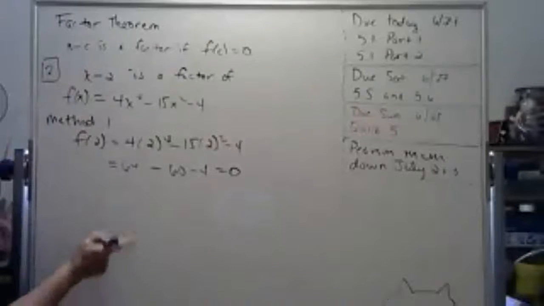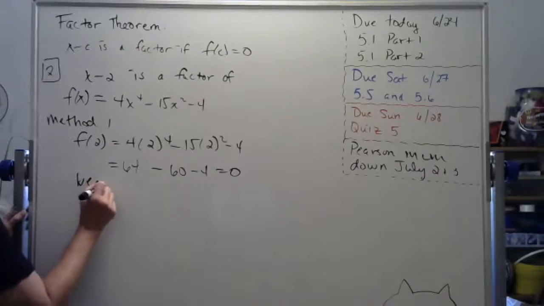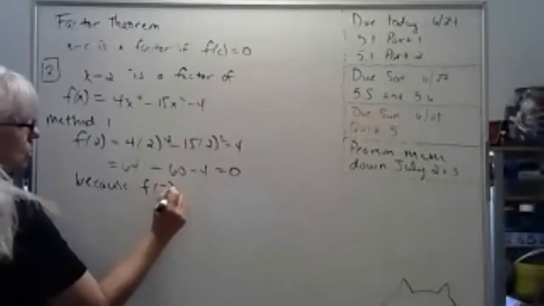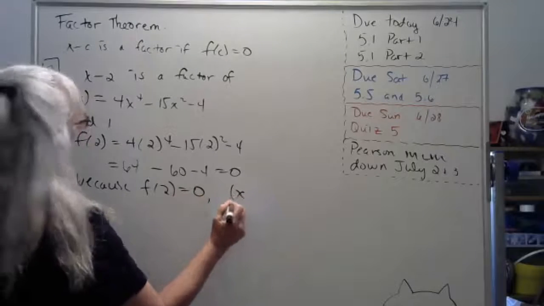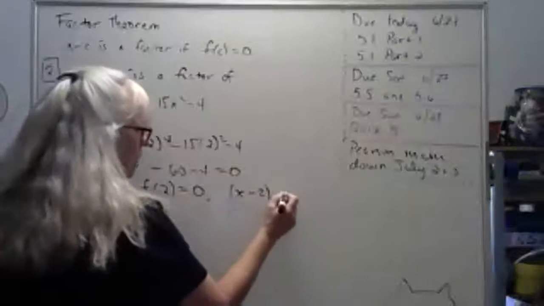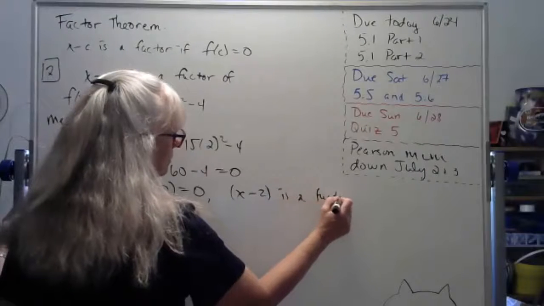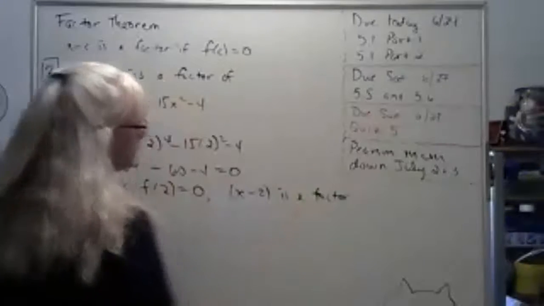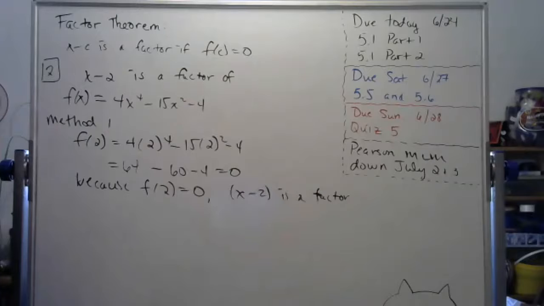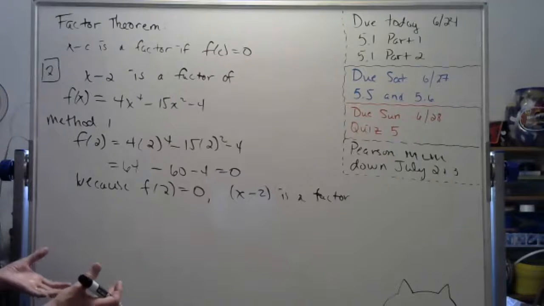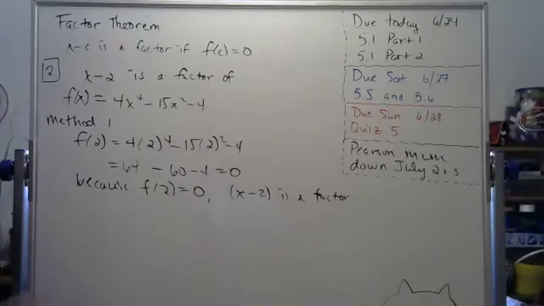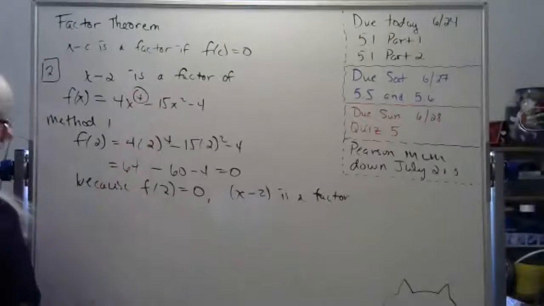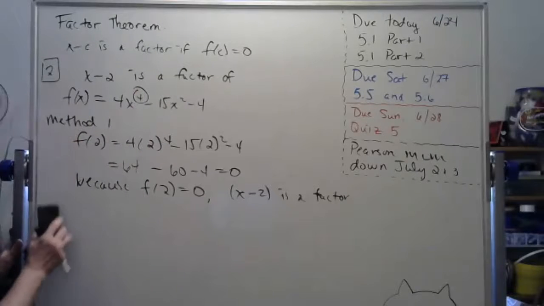So what that establishes, because f of 2 is 0, is that x minus 2 is a factor. Woohoo! Yay! Okay, that's one method. There's nothing wrong with that. The problem is that we're going to need more information to find other factors. This only gives me one factor. I need a lot more of them. In fact, I need all 4 of them by the time we're done. So we're going to go to a second method.